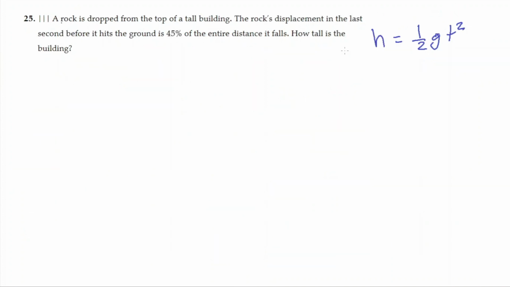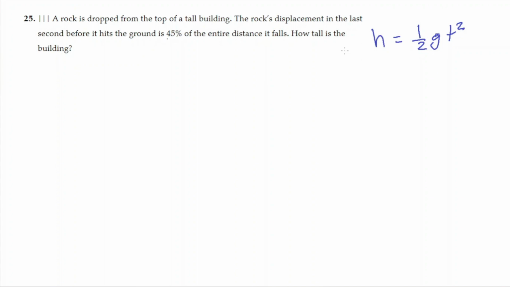Alright, so let's start number 25. Number 25 is a rock is dropped from the top of a tall building. The rock's displacement in the last second before it hits the ground is 45% of the entire distance it falls. How tall is the building? So we're going to use the free fall equation here. This is again the iteration of the original free fall equation, solved for h.